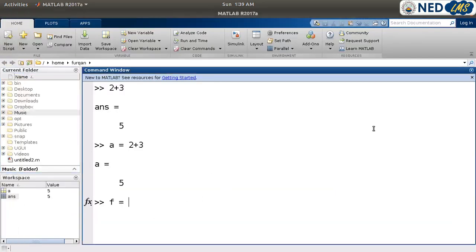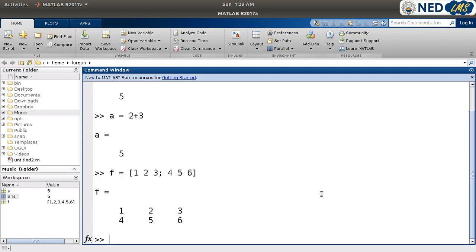F = [1 2 3; 4 5 6]. A semicolon is used to change the row. These three elements, 1, 2, 3, are written in a single row, the first row. Now, after the semicolon, the content will move to the second row: 4 5 6. Now I have created a matrix of 2 rows and 3 columns, which is 2 cross 3.